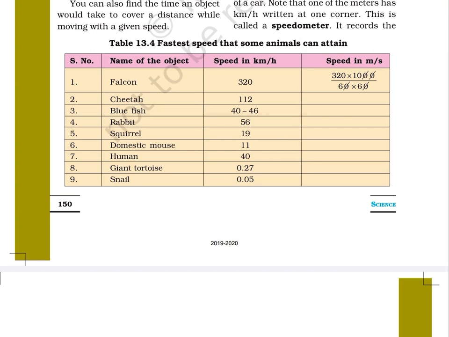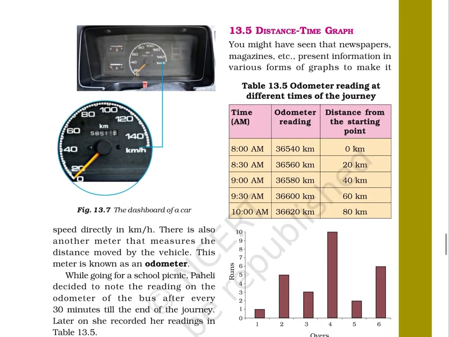Page 151. Figure 13.7. The dashboard of a car. Here, you can observe the dashboard of a car. There is a speedometer in it. The speedometer is giving a reading of 0 km per hour. This tells us that the car is in a state of rest.